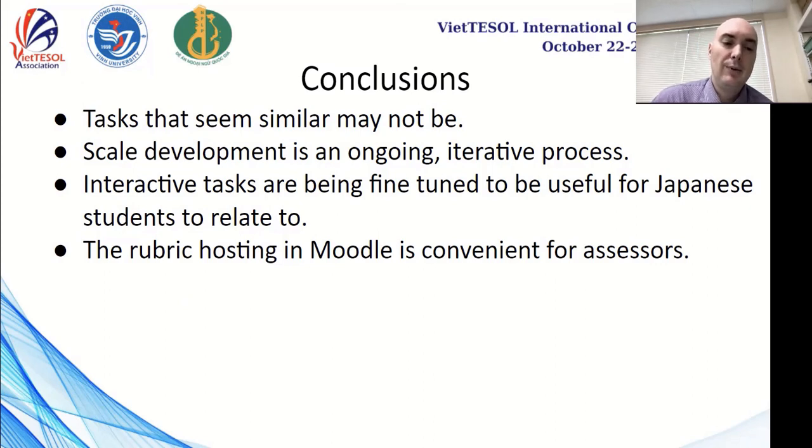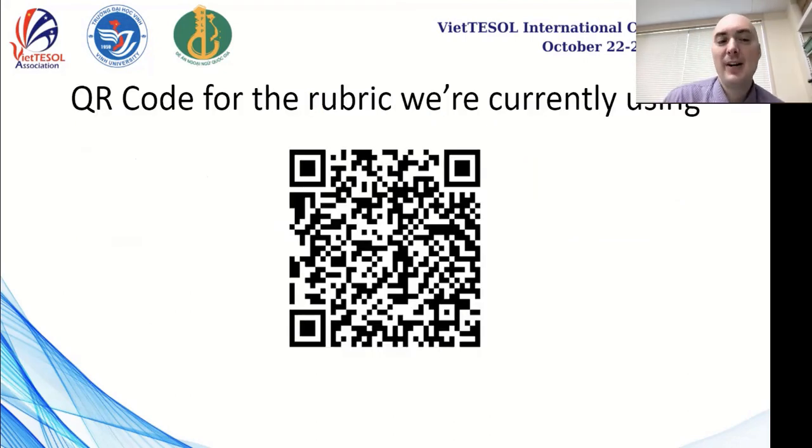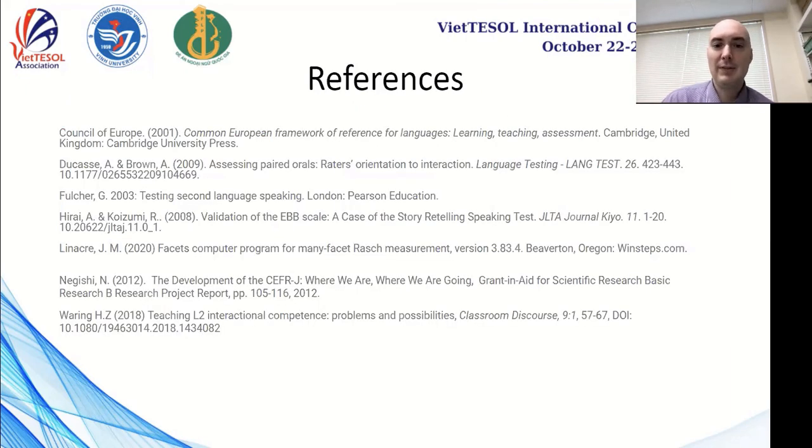And finally, the rubric hosting in Moodle is very convenient for the assessors, but there's always room for improvement on that. And we're thinking about perhaps different ways of hosting it in Moodle. All right, and as mentioned before, here's a QR code for our rubric if you want to see what we're currently using. That being said, our rubric is going to be changing as we go along, but feel free to check it out. And next is our list of references.